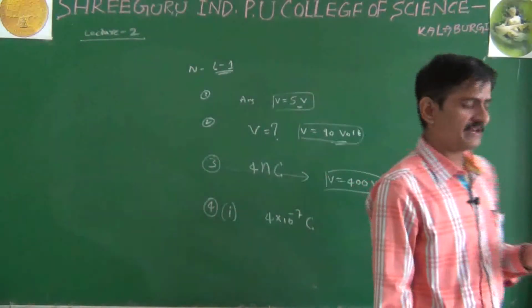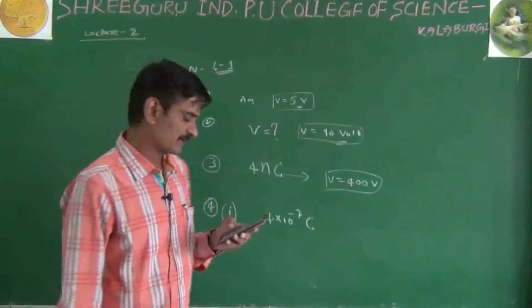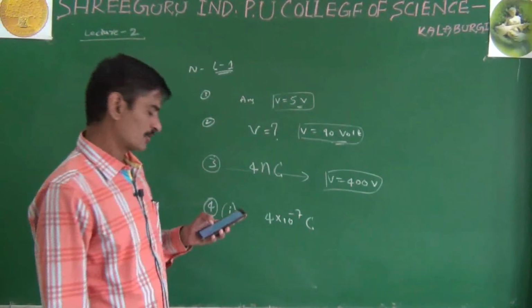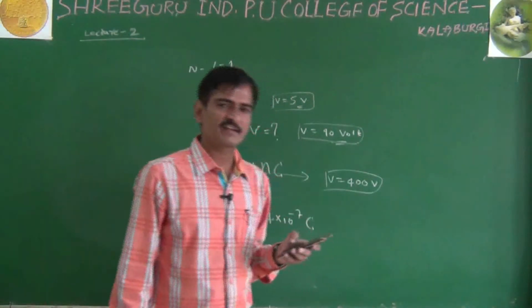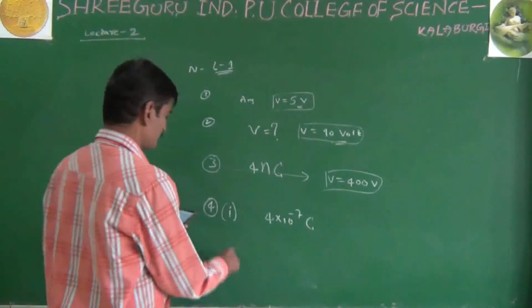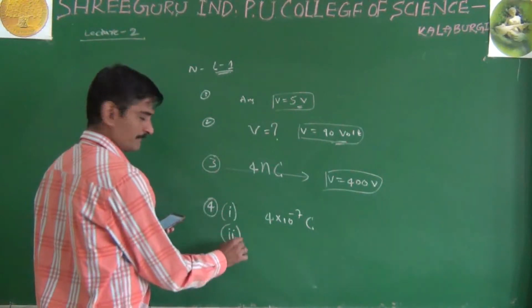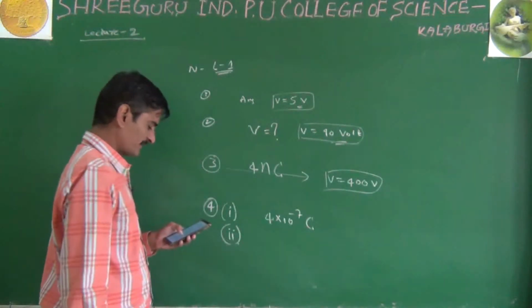Located 9 centimeter away. 4 into 10 to the power minus 7 coulomb. Give list of. Next, in that question only, in the fourth question only, second, Roman second.